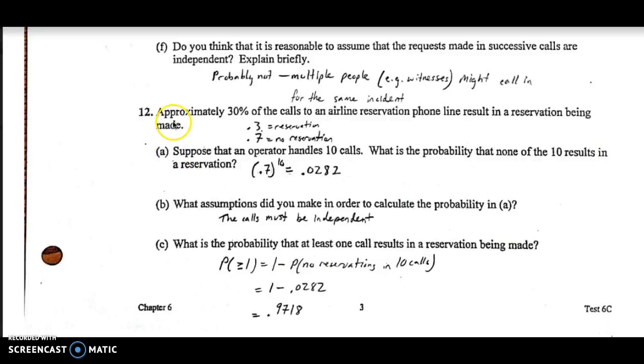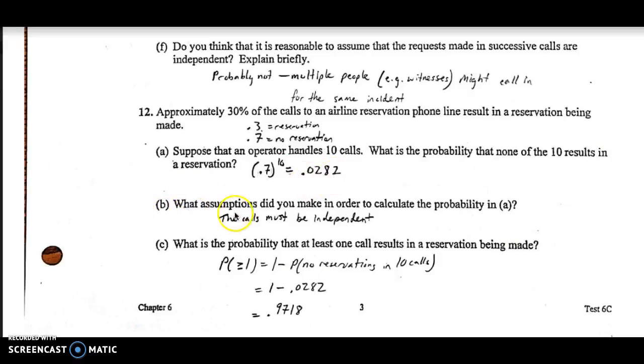Question 12. Approximately 30% of the calls to an airline reservation phone line result in a reservation being made. So we have 0.3 means a reservation, and there's 0.7 not making a reservation. Part A, suppose that an operator handles 10 calls. What is the probability that none of the 10 results in a reservation? So no reservation is 0.7. There's 10 calls, 0.7 to the 10th power gives you 0.0282.